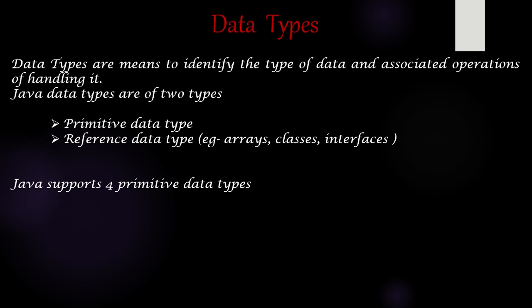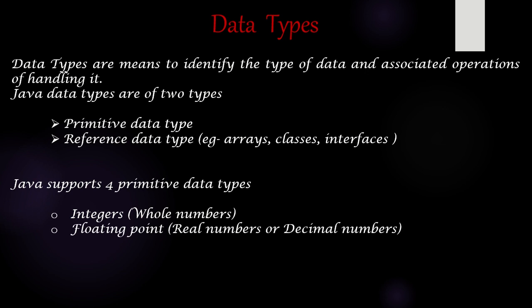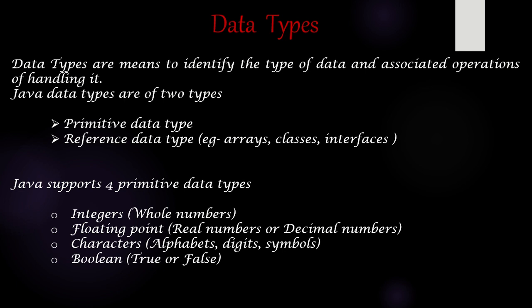Primitive data types are further classified into four types. They are integers, which are basically used for storing whole numbers. Next is floating point, which is used for storing real numbers or decimal numbers. Then there are characters, in which we can store alphabets, digits or symbols, but only one character at a time. Finally, we have boolean, which is a special type. It has only two values, true or false.